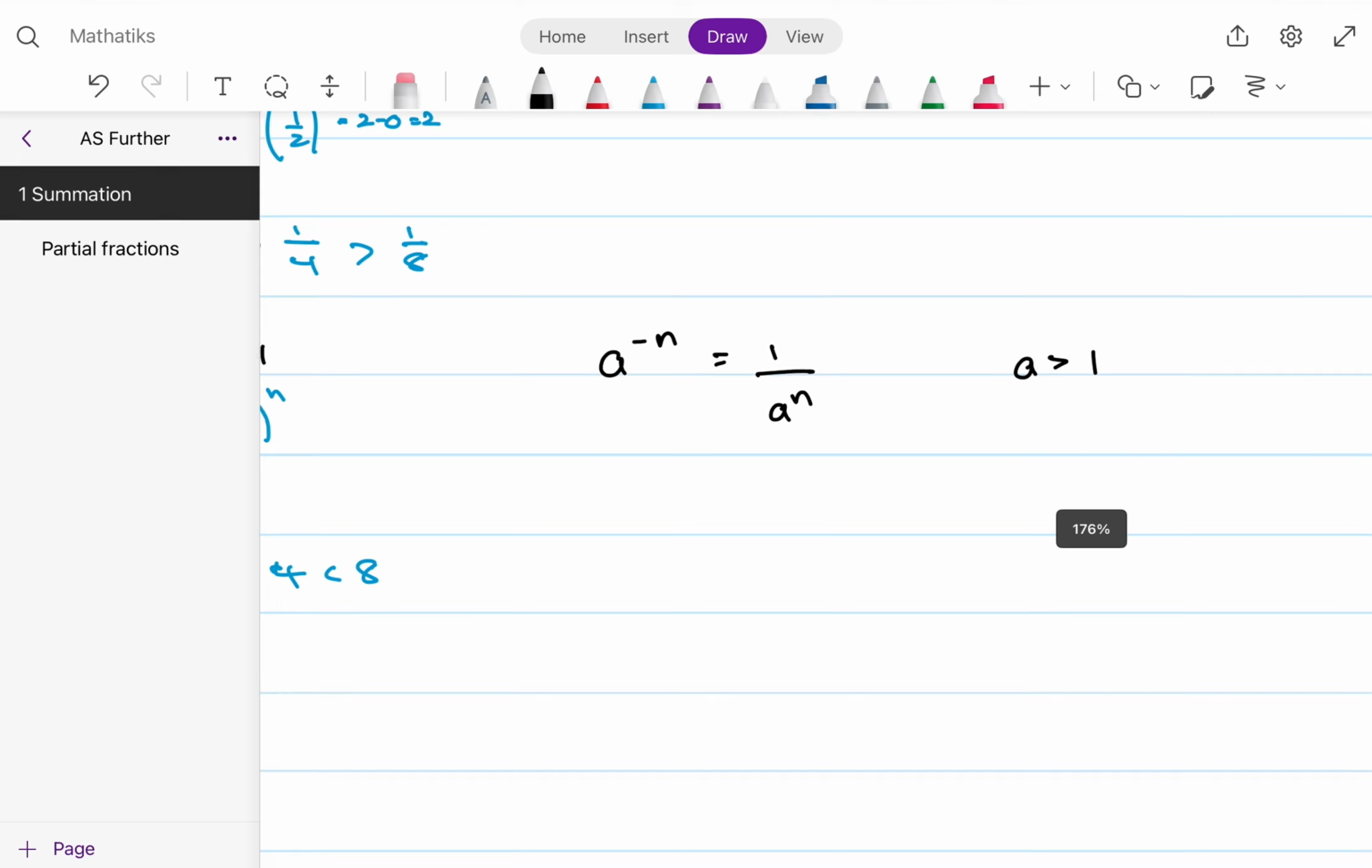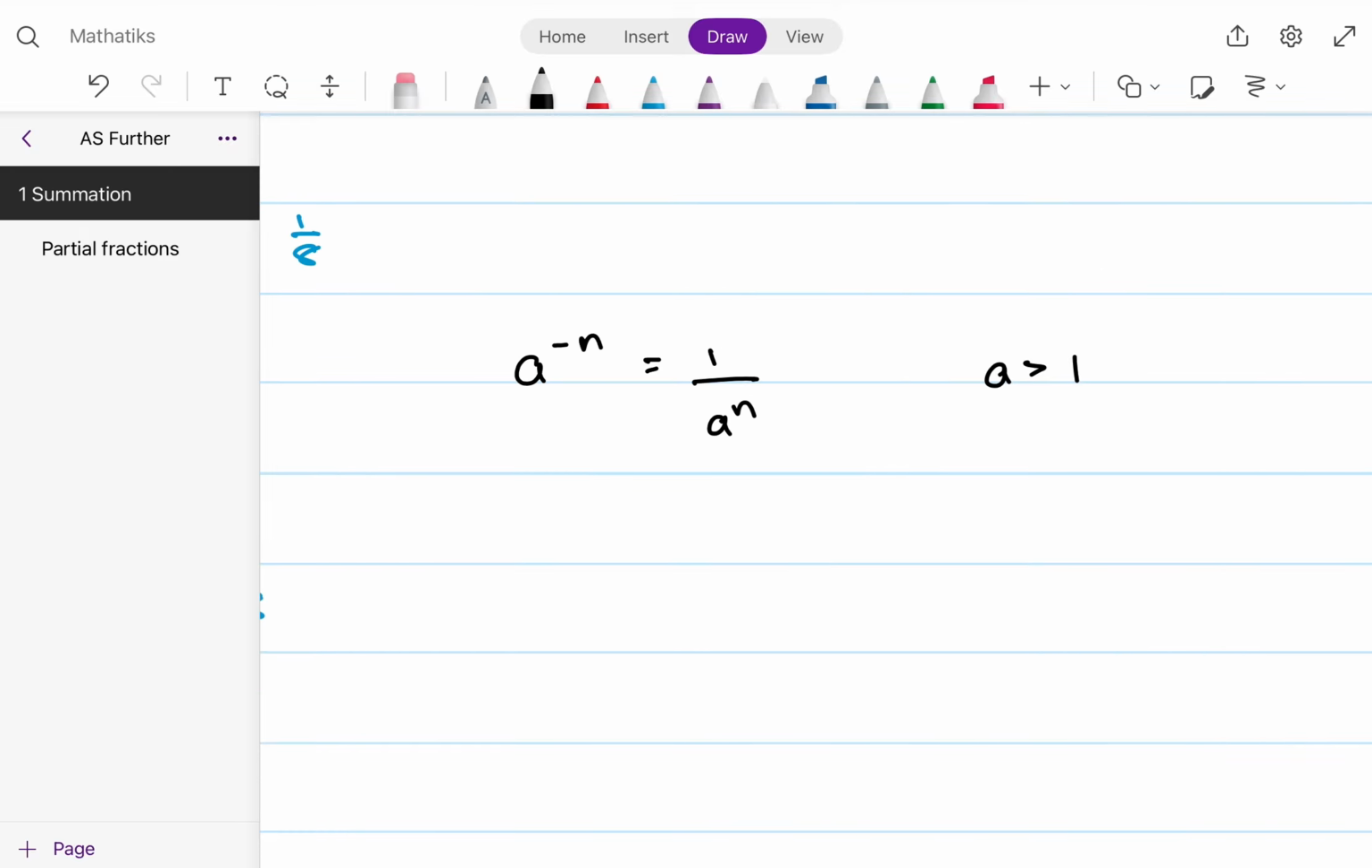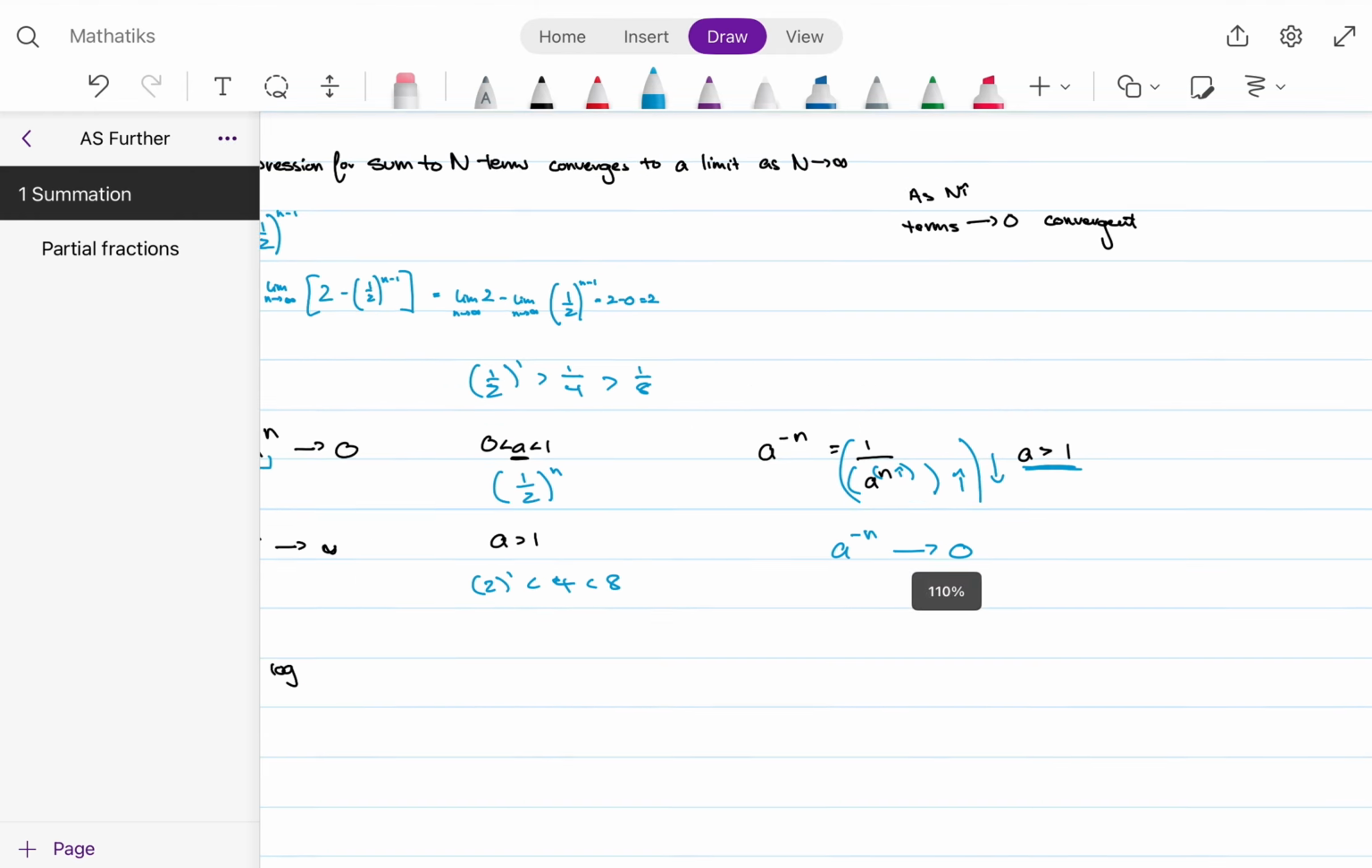Here, you have 1 upon a to the power of n, where a is greater than 1. As n becomes larger, this is going to become larger because a is greater than 1, which means your entire expression is going to become smaller as the denominator gets bigger, which means as n approaches infinity, a to the power minus n approaches 0.